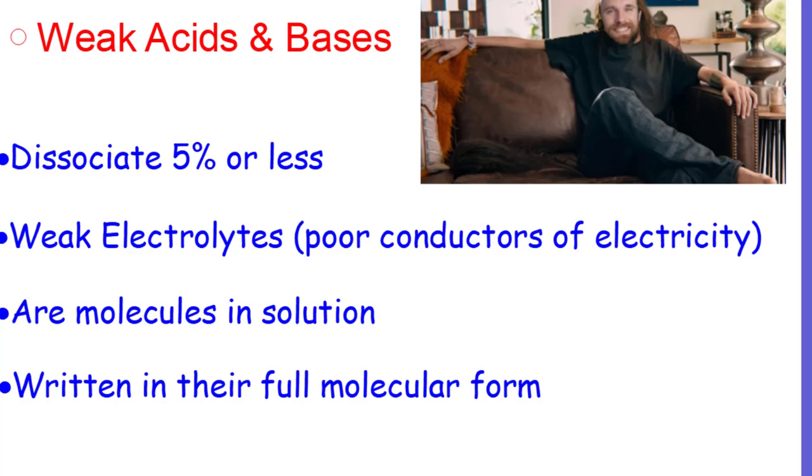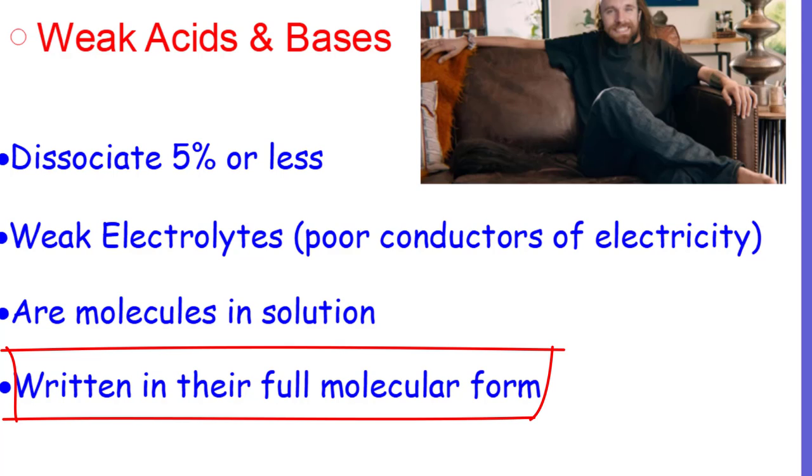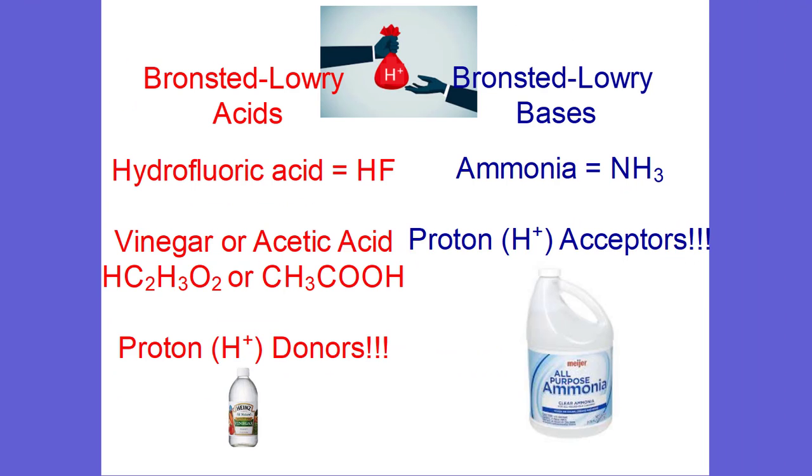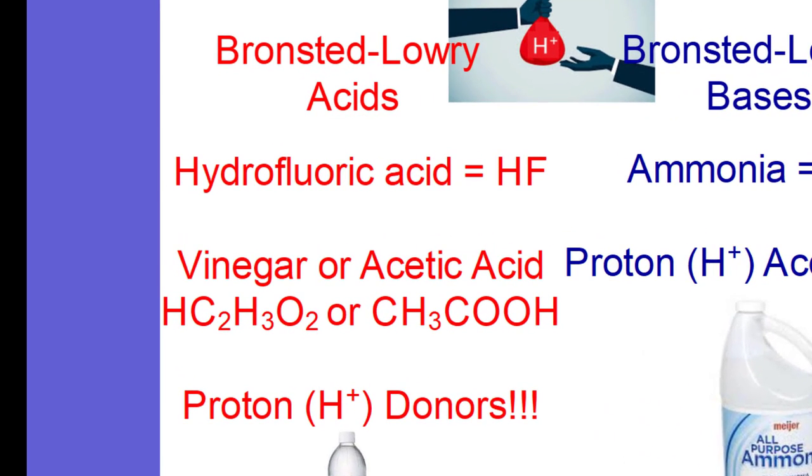There's only about 5% that are positives and negatives, which means when we write Bronsted-Lowry acids and bases, we need to write them in their full molecular form. And so, what do we know about Bronsted-Lowry acids? These are ones like HF, hydrofluoric acid, or vinegar or acetic acid, that's HC2H3O2 or CH3COOH.